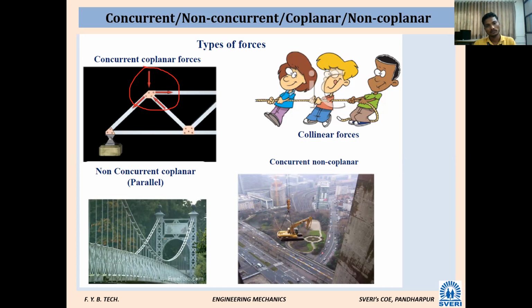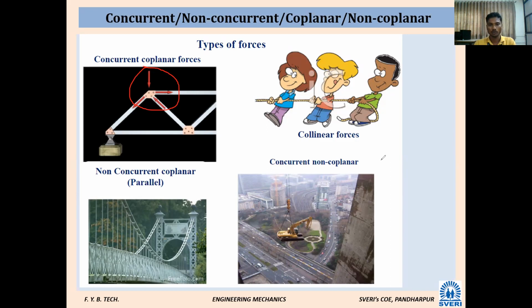Why should we call them concurrent forces? Because the line of action of all forces is passing through a common point. That should be your correct sentence: the line of action of all the forces is passing through a single point. The more specific word is single point. That's why it is called concurrent forces. Non-concurrent is the opposite: if the lines of action of forces are not passing through a single point, they are non-concurrent forces.